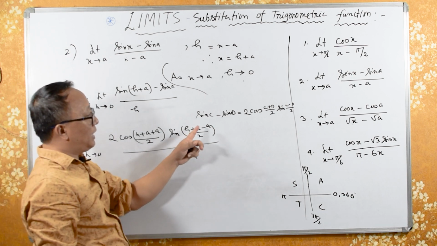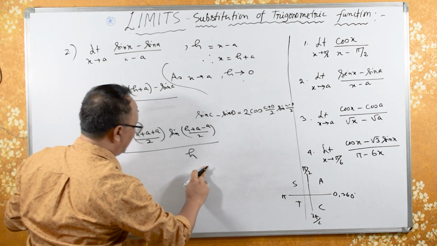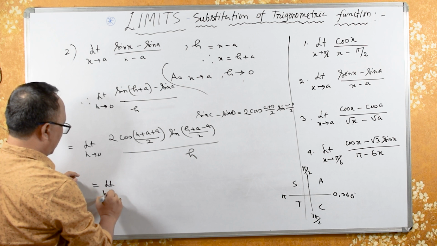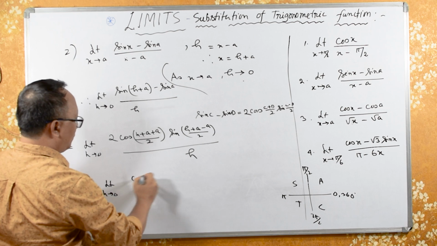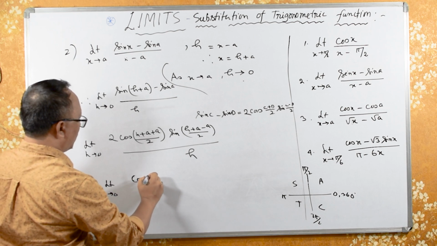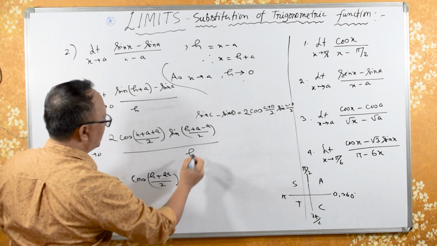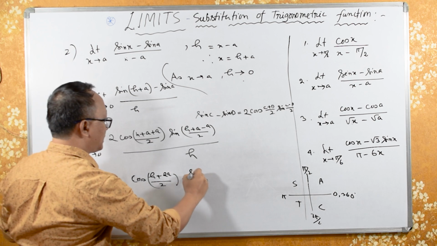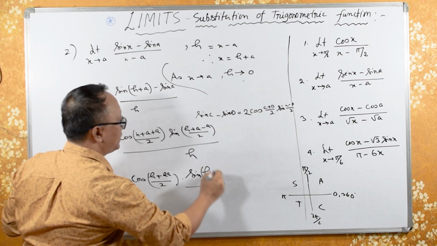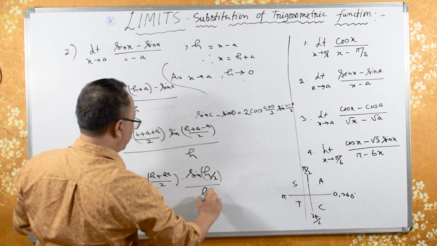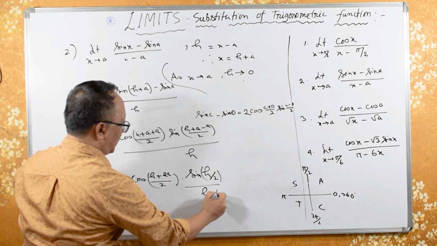Now here minus a plus a gets cancelled. These 2 I can bring down. Limit of h tends to 0, twice, I will bring the 2 down. Twice cos of (h plus a plus a) upon 2 times sine of h upon 2, upon h. This h by 2 upon this h, these 2 I am bringing down here. Okay. Here h by 2.